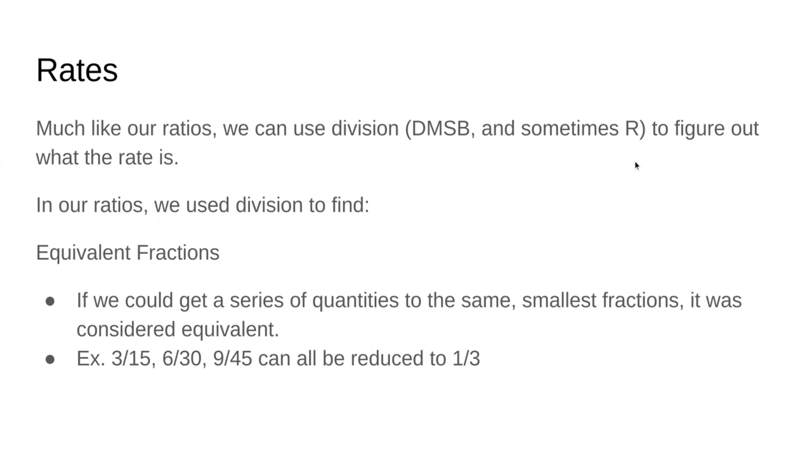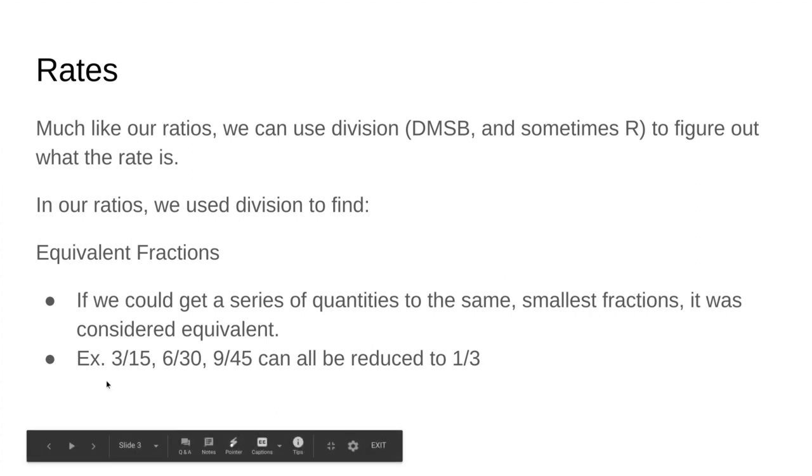In our ratios, we use division to find equivalent fractions. If we could reduce a series of quantities to the same smallest fraction, they were considered equivalent. Here's our example: 3 over 15, 6 over 30, and 9 over 45 can all be reduced to 1 over 3.